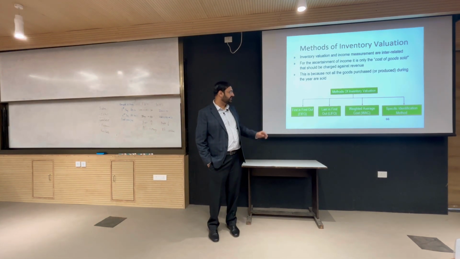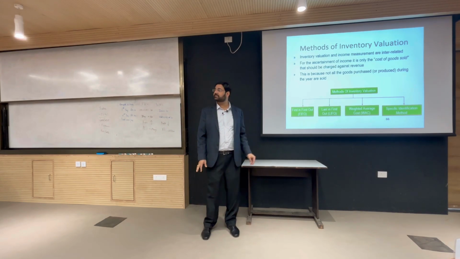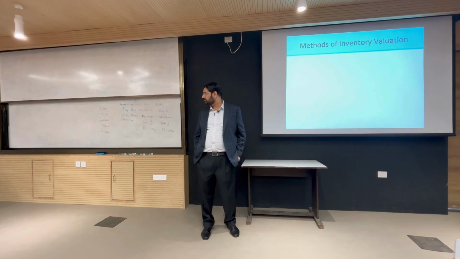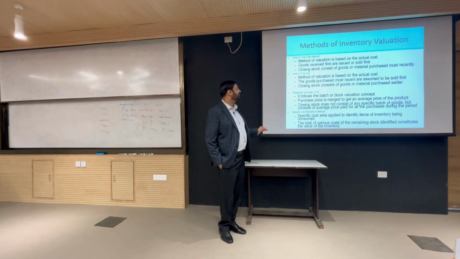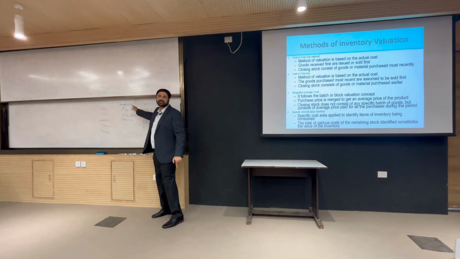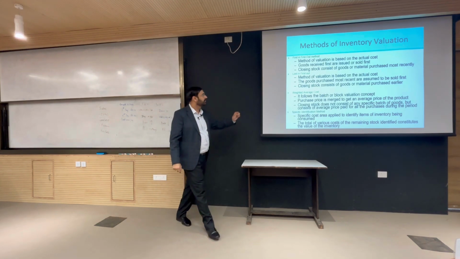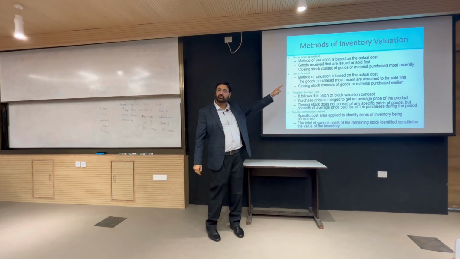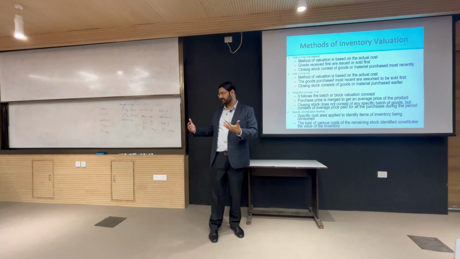So let us now understand. I have already explained the basics. You have understood the basics. Now let's go next. Methods of inventory valuation. So the four methods. First in first out method. It's based on actual cost. You saw that, right? We took the actual cost, whether 10 or 20. Goods received first are issued or sold first. We saw that. And closing stock consists of goods or material purchased more recently.